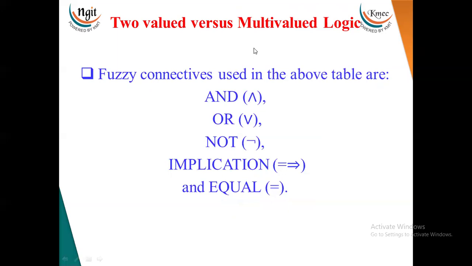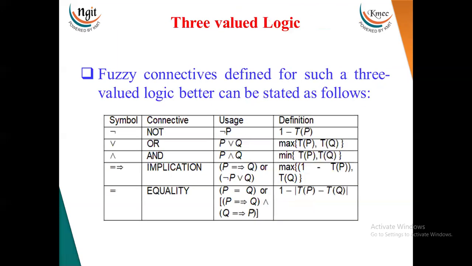Now, what are the connectives? Fuzzy connectives are and, or, not, implication, and equal to. So this is the and symbol, or symbol, not, implication, and equal. We'll see what the formulas are and how to use these connectives with our fuzzy values. Now, these are the fuzzy connectives. Negation, not: negation of P. Here, P is your preposition. So, 1 minus T of P. T is the truth value of that particular P.